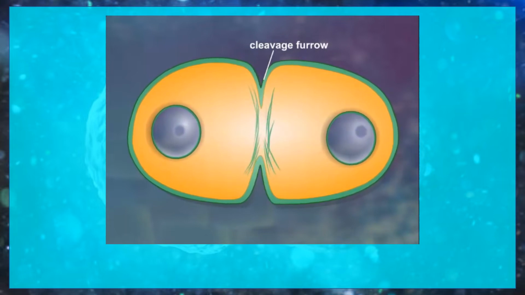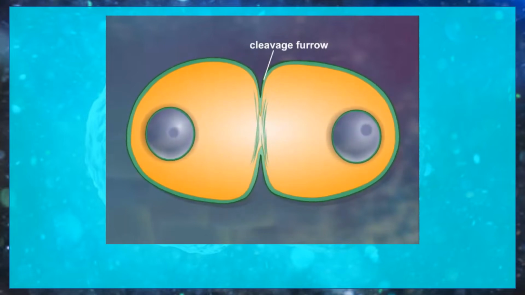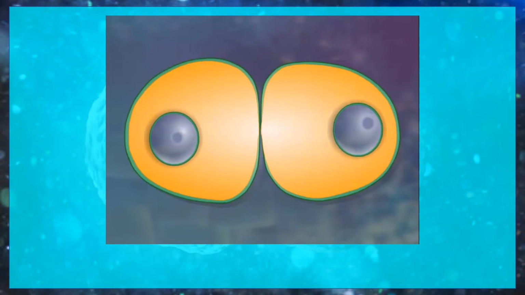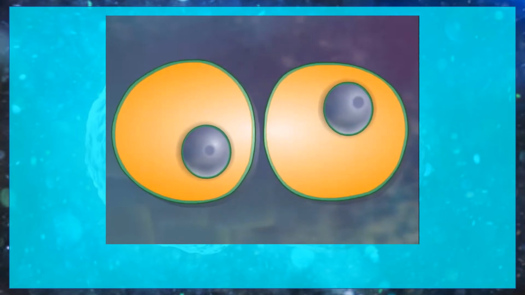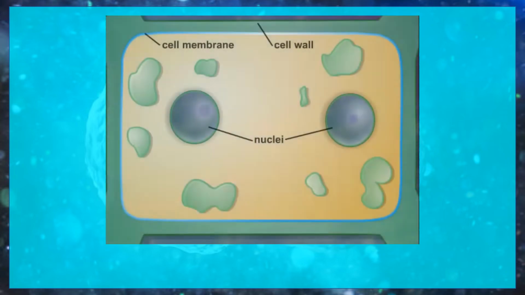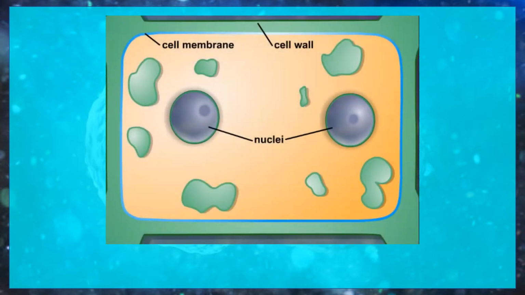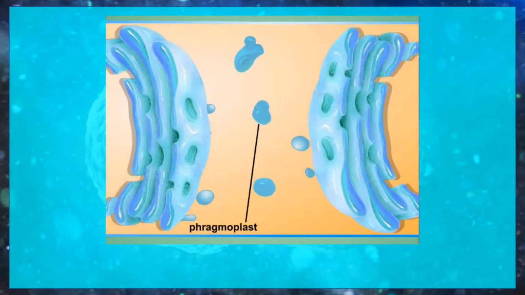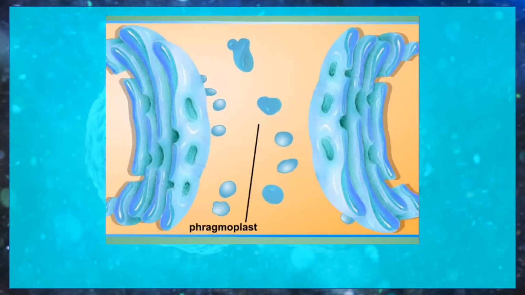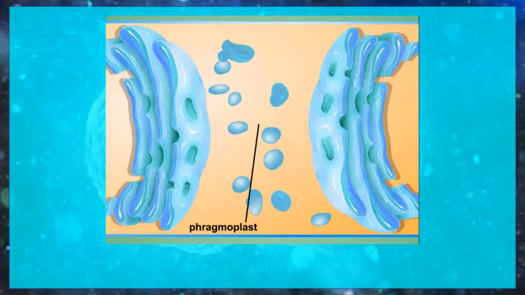Constriction proceeds and the furrow deepens until it eventually slices all the way into the center of the cell. At this point, the cell divides in two. In plant cells, membrane components are assembled in the center of the cell to form the phragmoplast. These components are vesicles derived from the Golgi apparatus.